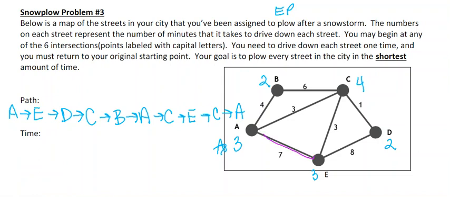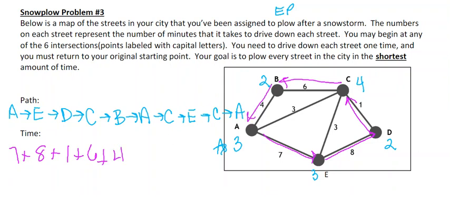So A to E, that's 7. E to D is 8. I'm going to add 8. Where do I go next? I go from D to C, so I'm adding 1 minute, and then C to B, 6, B to A, 4, and then I went from A to C this way. I added 3, and then I went from C to E. Now, if you look right there, that added 3. I've covered every single edge, but I am here at E.